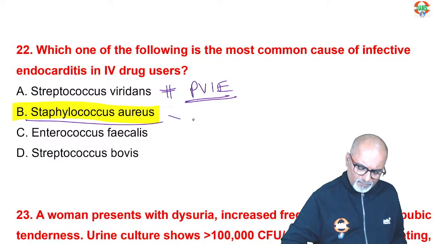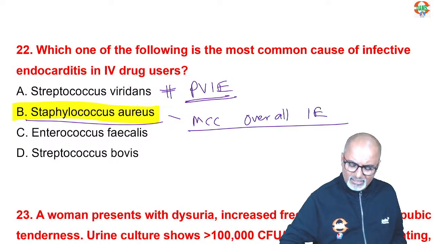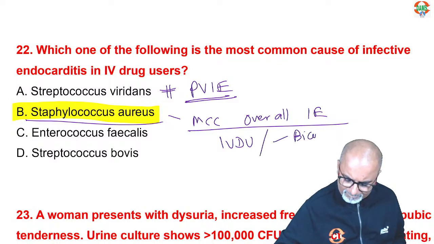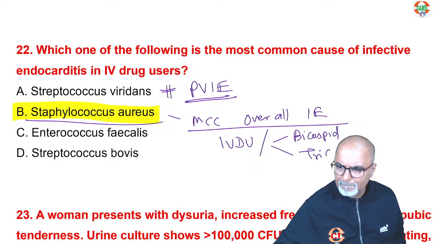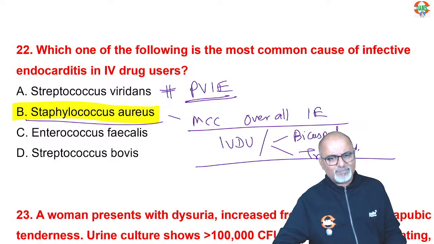Staph aureus is the most common cause of infective endocarditis overall, commonly seen in intravenous drug users, and it affects both valves, bicuspid as well as tricuspid.